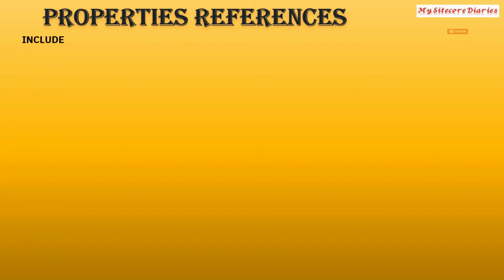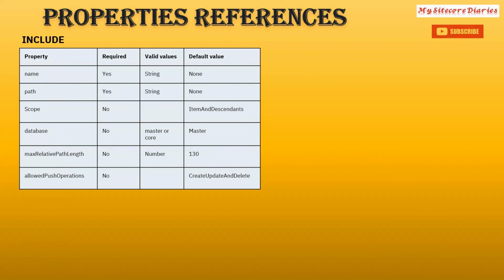Okay, so for the include, if you see the properties, a name is there which is required, as a string. Path is also mandatory and it is also a string. Then you have a scope, which is optional. The default value is item and descendant. We will see what item and descendant mean.